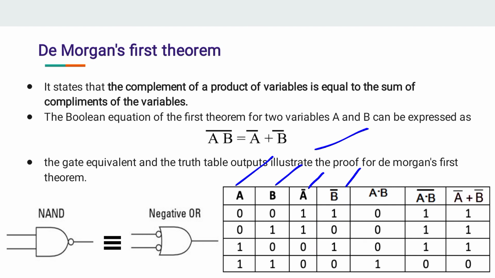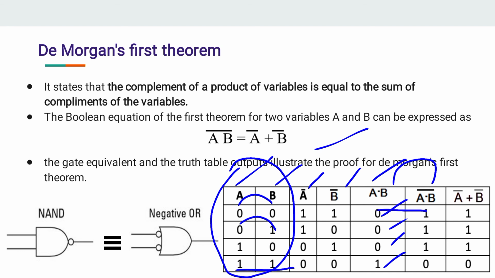Next, we have to take the A into B, nothing but the AND operation for these two. 0 0 is 0, 0 1 is 0, 1 0 is 0, 1 1 is 1. So next we have to take the complement of this. So 0 is 1, 0 is 1, 0 is 1 and 1 is 0. So keep this result as the main result.